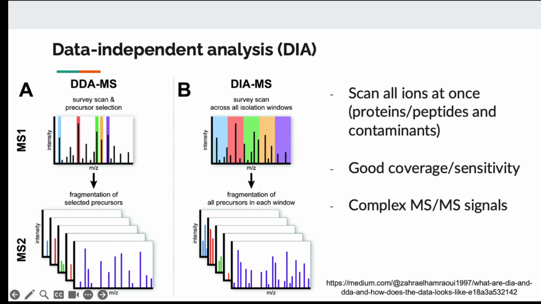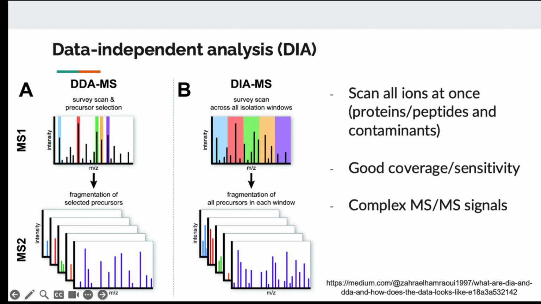So people came up with a different technique called data-independent analysis. In this data-independent mode, the mass spectrometer will isolate everything, not just the most abundant signal. In the data-dependent mode, the machine will only isolate the most abundant signals, and this might not cover the protein of interest.